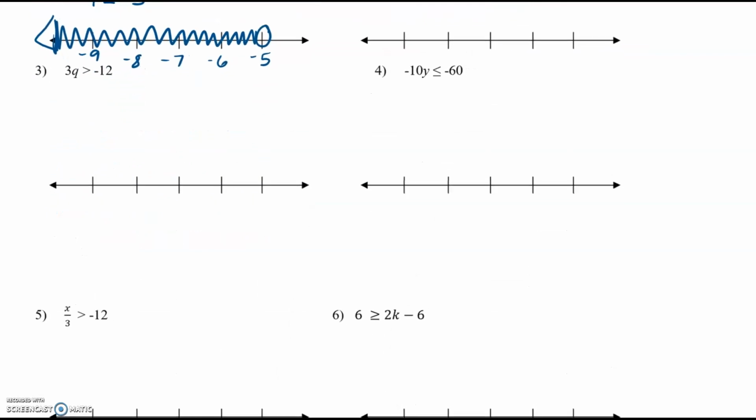I'm going to go to number 3. Number 3 says 3q is greater than -12. I'm going to divide by 3. And when I divide by 3, I get q is greater than -4. Notice I don't have to switch my inequality symbol because I did not divide by -3. It's okay that my answer is greater than -4, but if I had divided by a negative, I would have switched that to a less than symbol. So greater than -4, I might start at -4 being my smallest point and then go up from there.